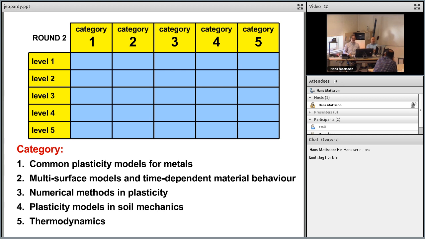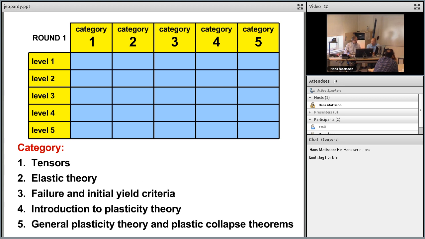Do you have any questions? Is it perfectly clear? Okay. Then we should go to round 1 here.